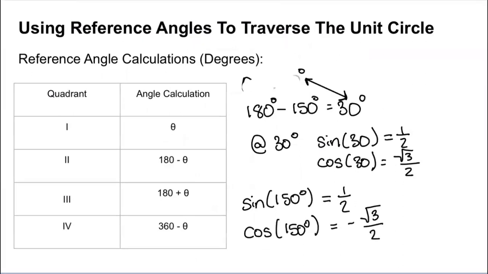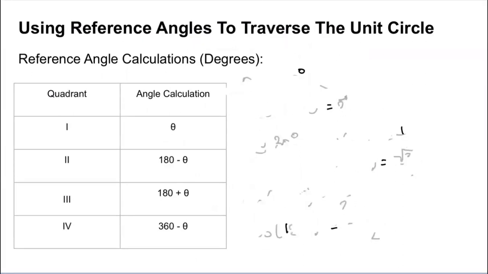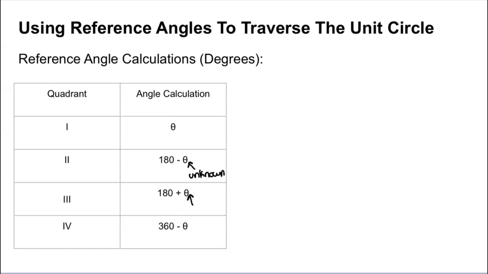And the same can be said in quadrant three. In quadrant three, it's a different formula though. It's going to be 180 plus the reference angle will yield the angle that you're looking for. So it's a bit of a different process because here, this theta was your unknown angle that you're working with presently. And here, this theta refers to the reference angle. That's an important distinction to make.